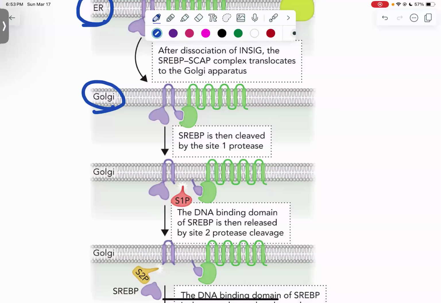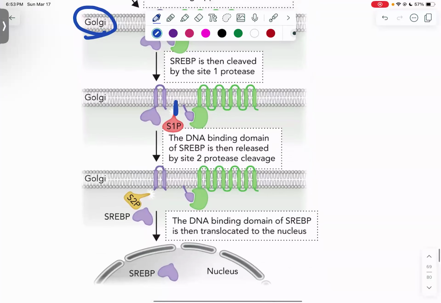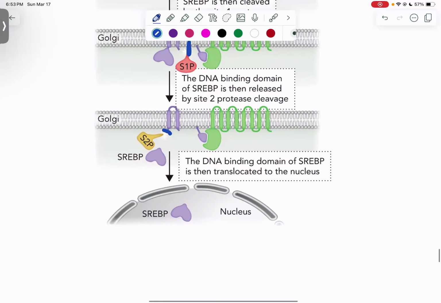And so once that cleavage event happens, now our transcription factor is no longer bound to the silencing complex. And so now a second enzyme can go in and cleave off the transcription factor head. So you need two cleavage events. And once that happens, now you can have that transcription factor go into the nucleus and bind to the correct gene sequences and then start the whole system.